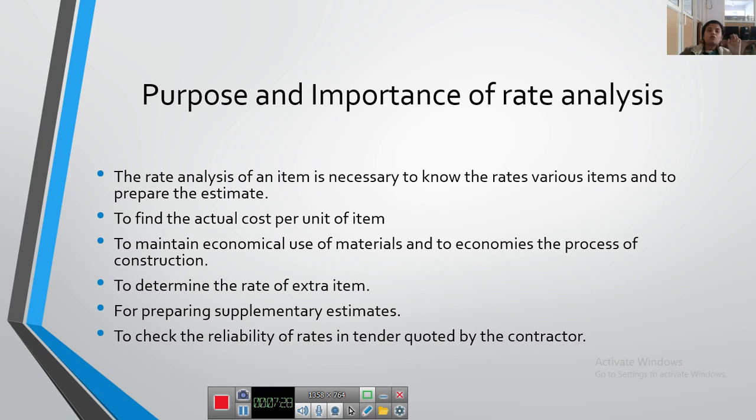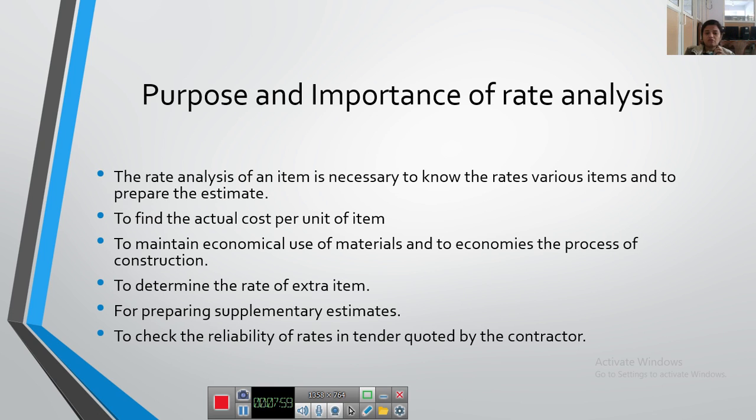What happens when we prepare a detailed estimate and after years that work is still continuing and we have to do another work, or rates get higher than the previous year, so we have to prepare a supplementary estimate again, and for that we require rate analysis, to check the reliability of the rates that will be quoted in tender by the contractor. So we require rate analysis, and for that we need DSR.